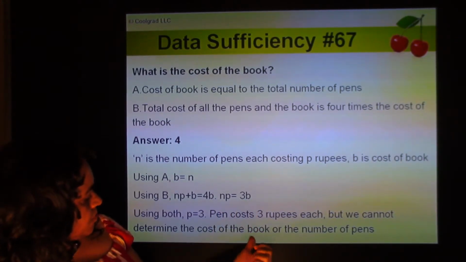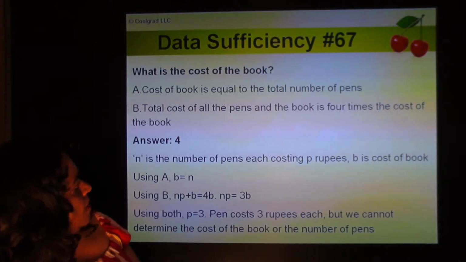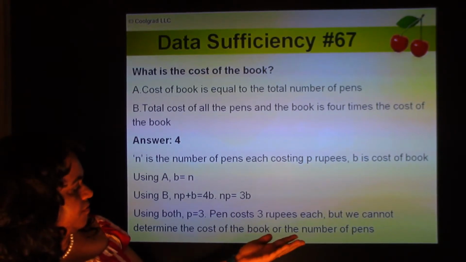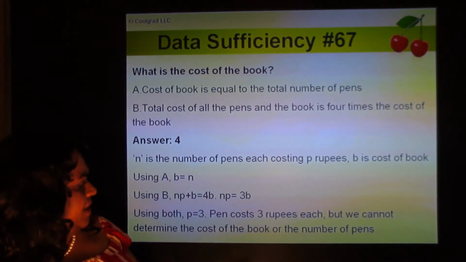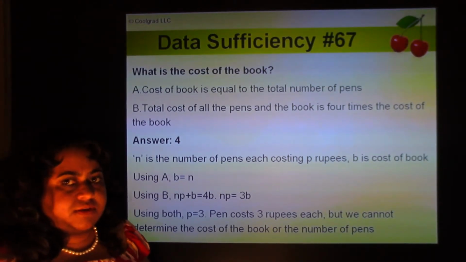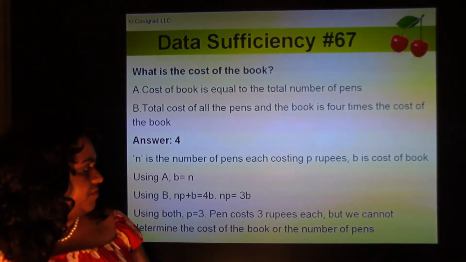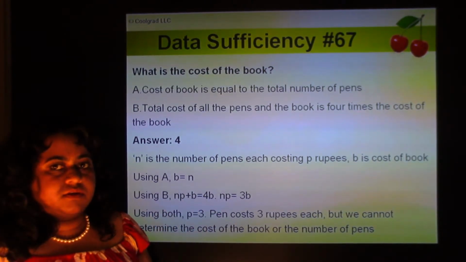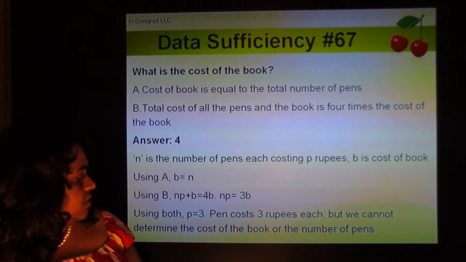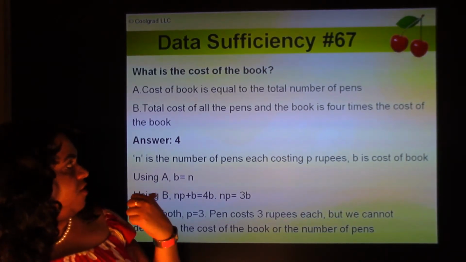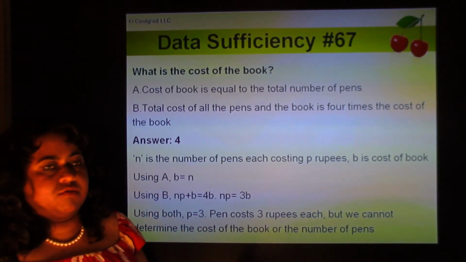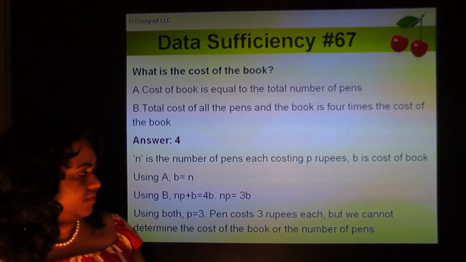So my point is, we could calculate the cost of the pen, but we don't know the cost of the book. And we don't know the number of pens either. We can't solve for N or P. Both statements together, however you try to solve it, you can't solve for the number of pens. We can only solve for the price of the pen. We couldn't find the cost of the book. So both statements together are insufficient.